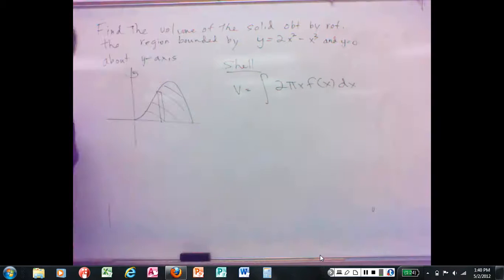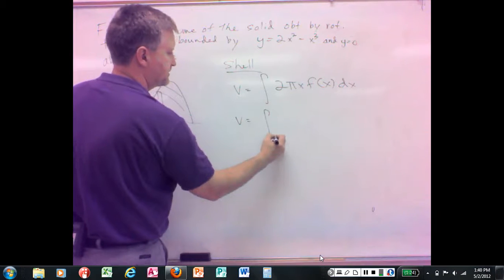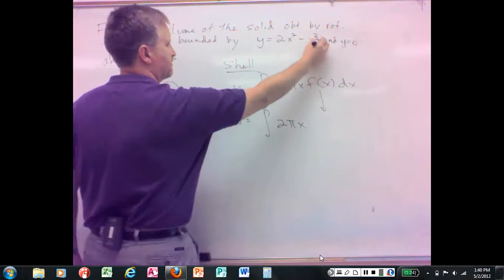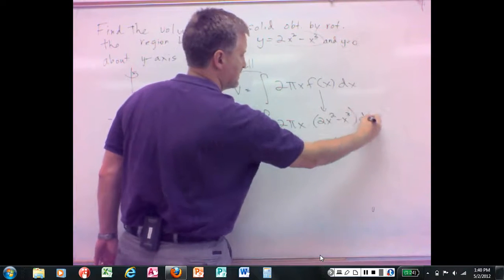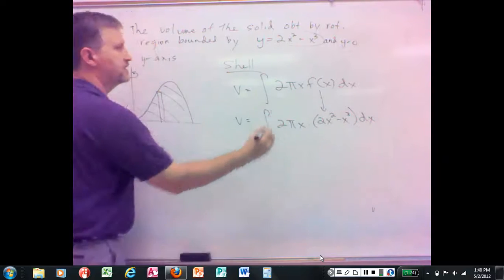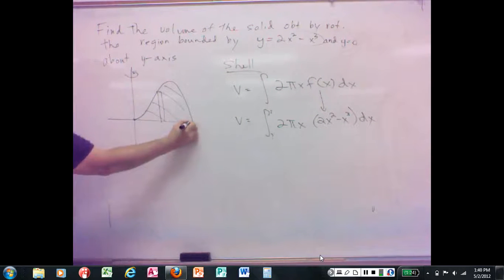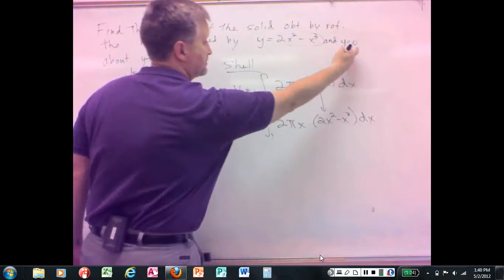a to b. Okay, so that would be, in this case, 2 pi x f of x, well, that's my f of x. It's 2x squared minus x cubed dx. What about my limits of integration? Well, it looks like it's 0 to whatever that point is. So I just set those two equal.